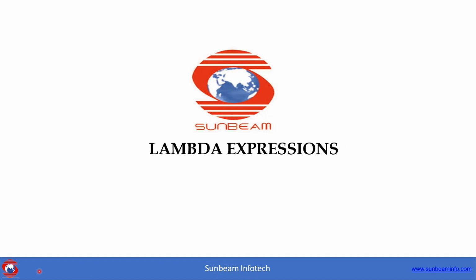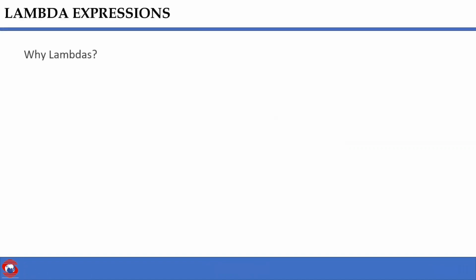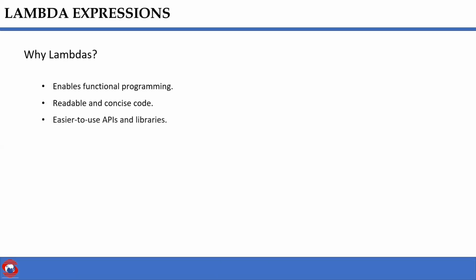Today I'm going to talk about one of the Java 8 features, nothing but Lambda expression. So very first, let us try to understand why Lambda. It enables us to write functional programming. It helps us to write readable and concise code, as it helps us to eliminate boilerplate code. It helps us to write better APIs and libraries which are easier to use. It enables support for parallel processing.